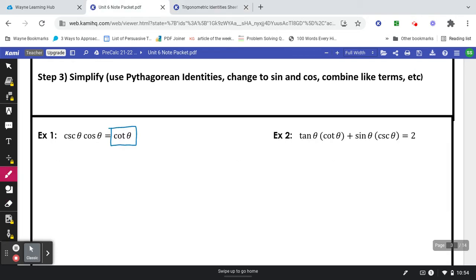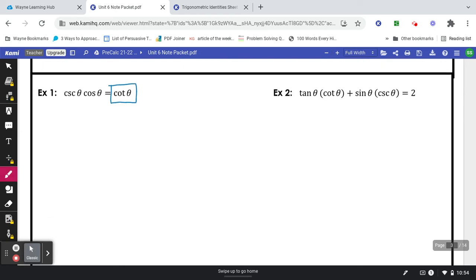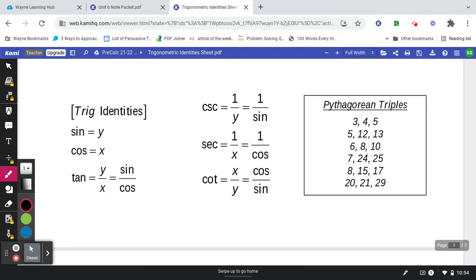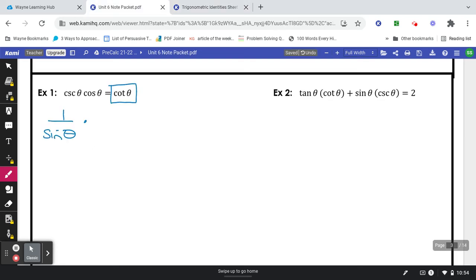All right, so let's get back to our actual problem here. Cosecant, I'm going to write as 1 over sine. Again, that's coming from right here. Cosecant is 1 over sine. And then cosine, I'm just going to write as cosine theta over 1. At this point, the 1's can cancel. Cosine and sine don't cancel, but I can make that one fraction.